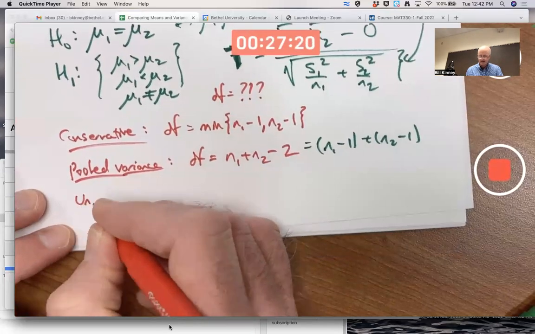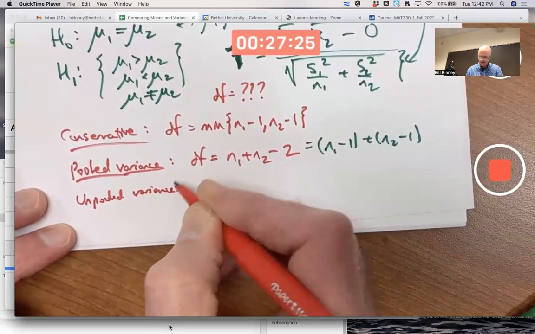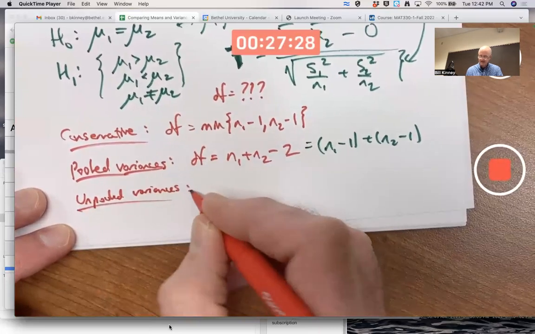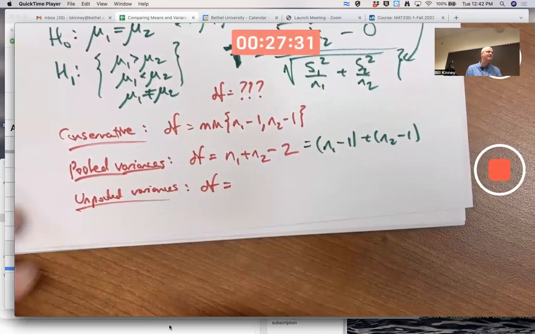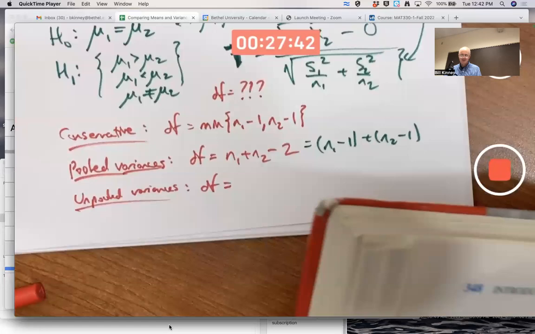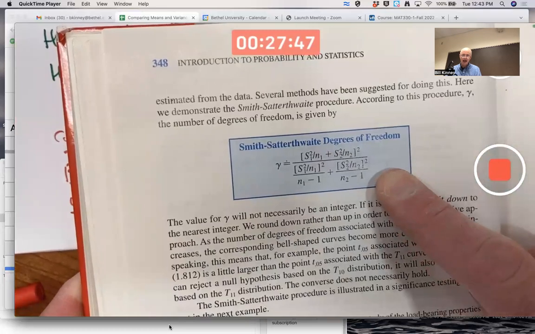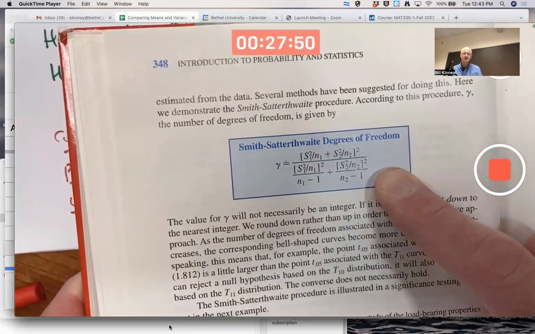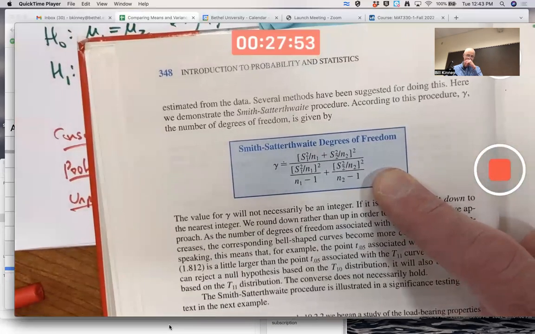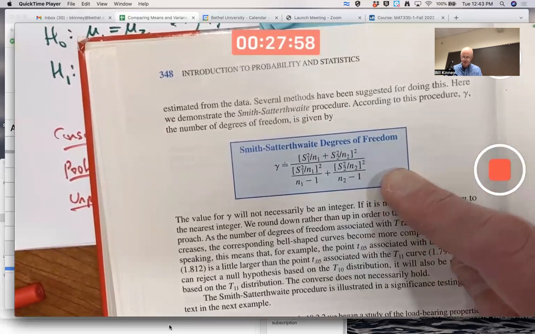When you do not pool the variances, unpooled variances, DF is, well, a nasty formula. Very, very nasty formula. In fact, I've only tried this formula a couple times by hand in my life. Smith-Satterthwaite degrees of freedom. I'm not even going to write it down. It's on page 348. It's a fraction within fractions here, a bunch of fractions within fractions.